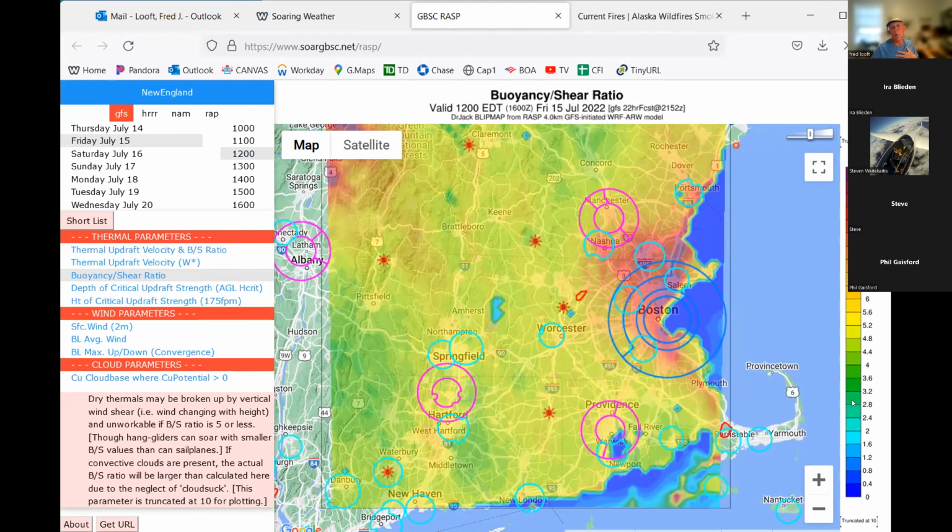Now, the question is, what does buoyancy over shear mean? Thermals, as they rise, give you an indication of buoyancy by how strong they are, but wind shear can blow them apart. So you can have a really weak thermal that is more workable on a calm day than a very strong thermal that's being blown apart on a wind day. So the buoyancy over shear gives you some indication of, given this wind strength and the expected buoyancy of the thermals, this is what we can expect.